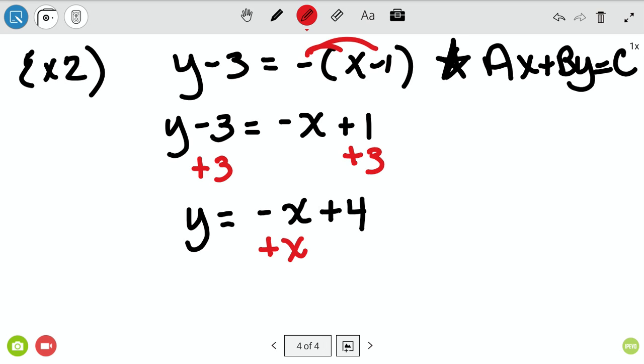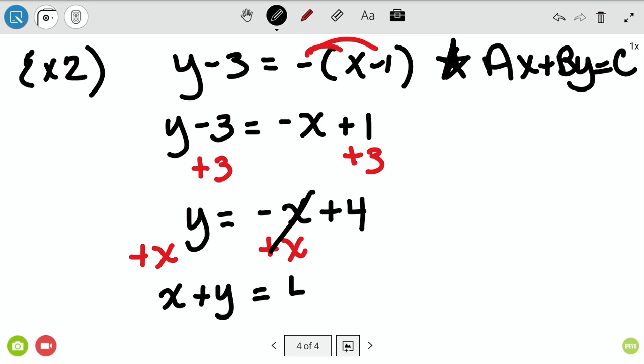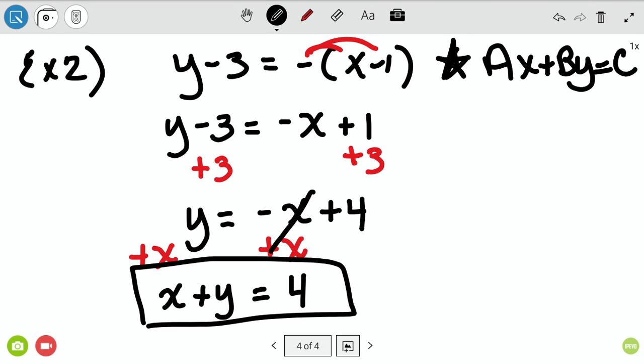So I'm going to go positive x and positive x, or plus x and plus x. And remember, on the left, does it matter which one I write first? Always write the x first, right? X plus y equals 4. Am I in standard form? Have I got all my rules checked off? My x, my y equals a number. My x is positive, so that's standard form.